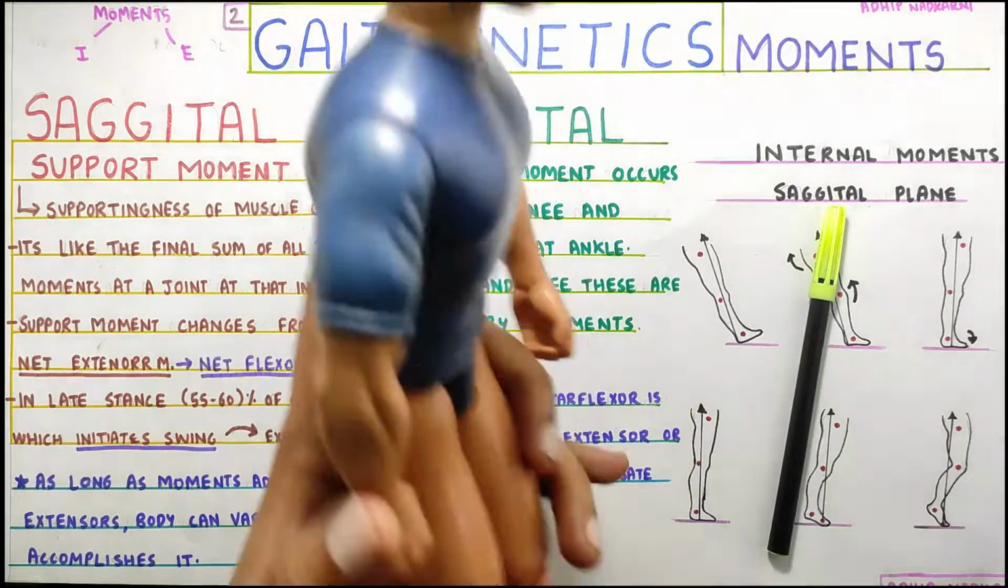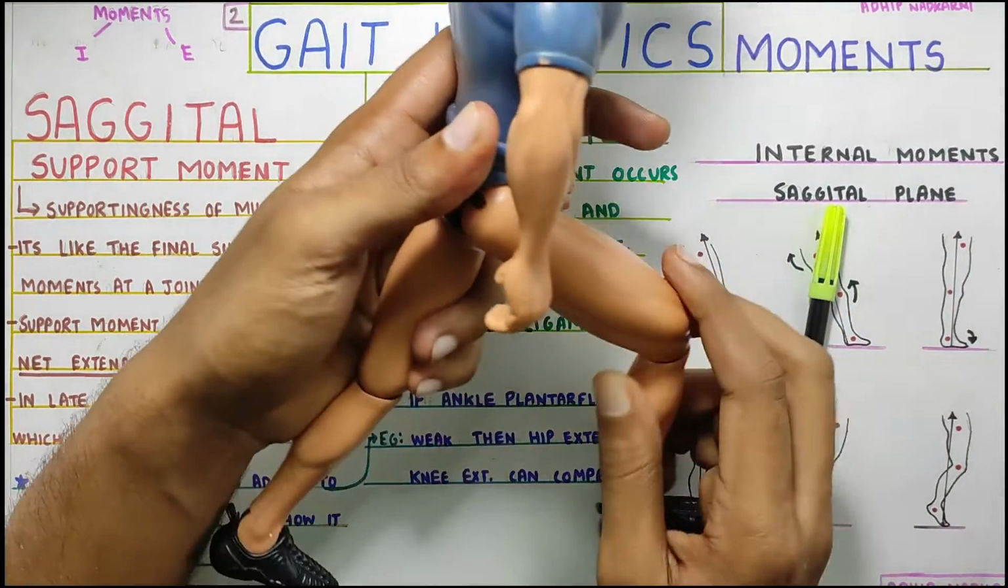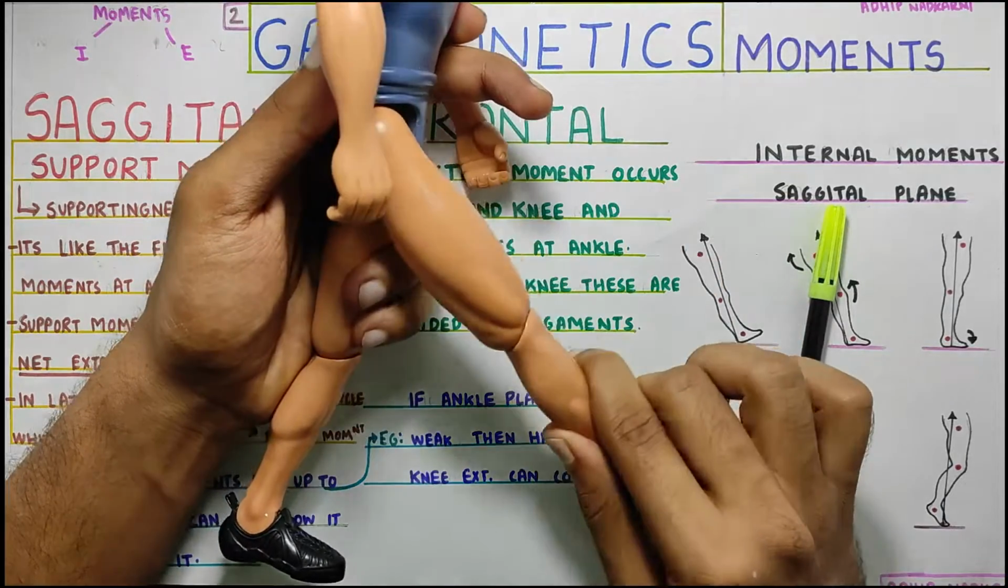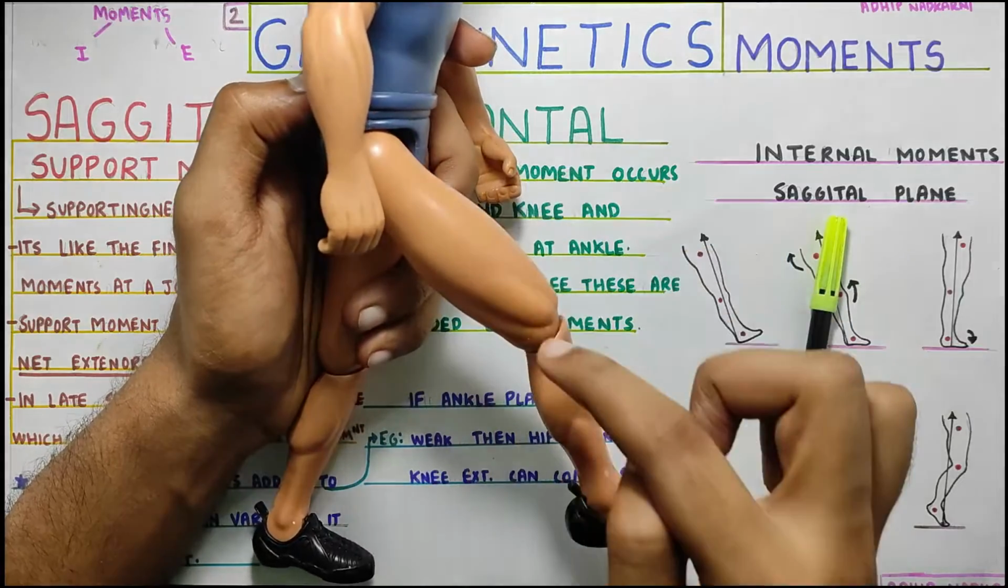Meaning, if I'm taking Joe over here, if Joe's hip extensors are very weak, he'll try to get his extension through the knee and plantar flexors. If his plantar flexors are weak, he will try to get it through his hip and knee.